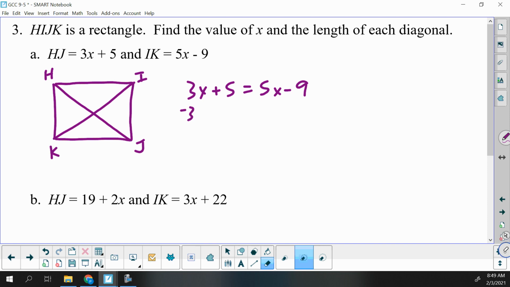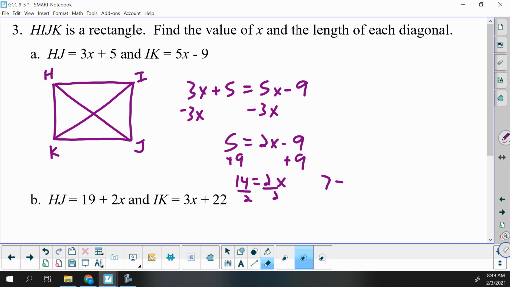We'll solve for x. Maybe we'll subtract the 3x over first, giving us 5 equals 2x minus 9. Then we'll add the 9 over next, working to get x by itself, so that will give us 14 equals 2x. And then if we divide by 2, 7 will equal x.